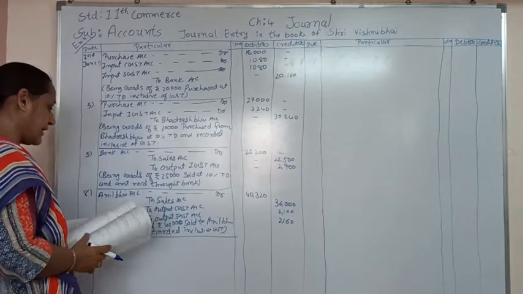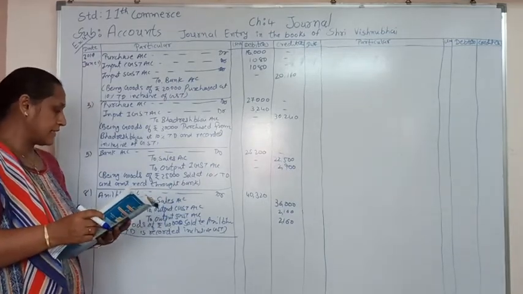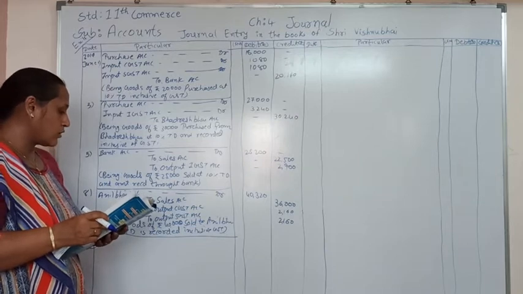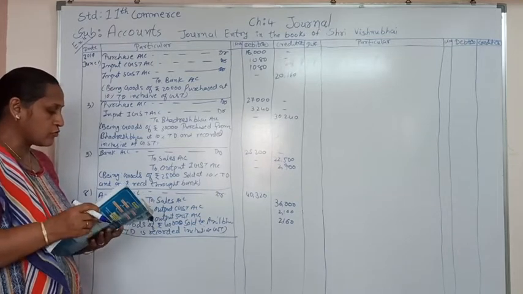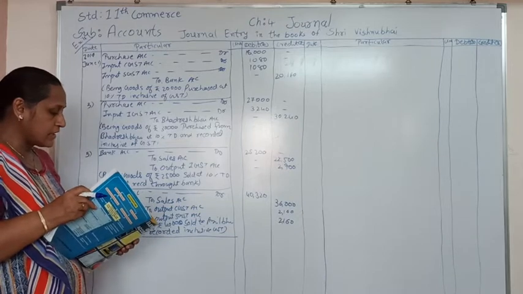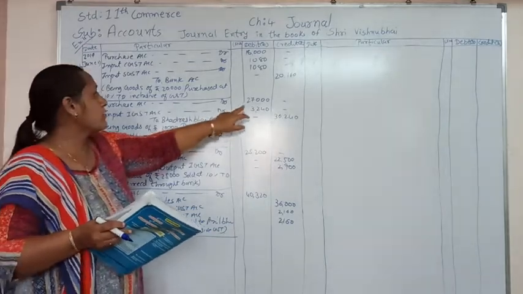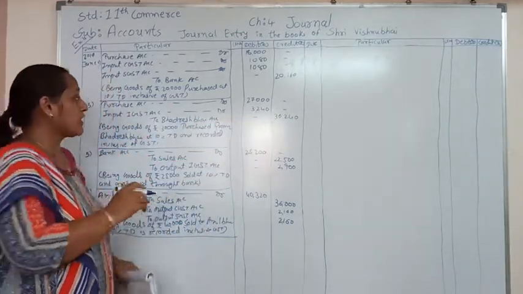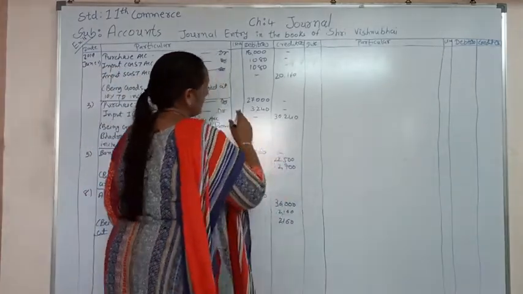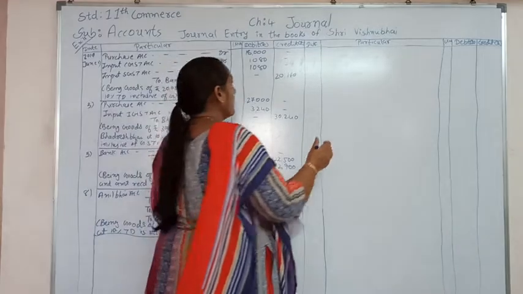Now let's see the next transaction on 10th. 1/3 goods is returned to Bhadresh Bhai of Bhavnagar. The proportionate IGST is also adjusted. So here from Bhadresh Bhai we have purchased the goods of 27,000. From that we have returned the goods of 1/3, that will be 9,000, and proportionate GST is also adjusted.